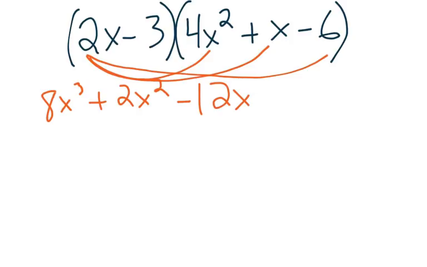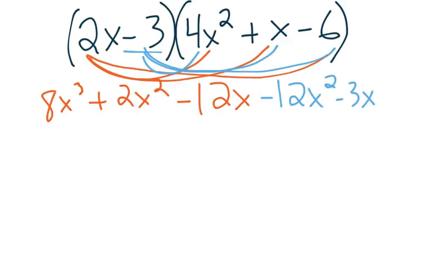Now I'm going to multiply negative 3 by everything. So negative 3 multiplied by 4x squared becomes negative 12x squared. And then negative 3 multiplied by x becomes negative 3x. And then negative 3 multiplied by negative 6 is positive 18.